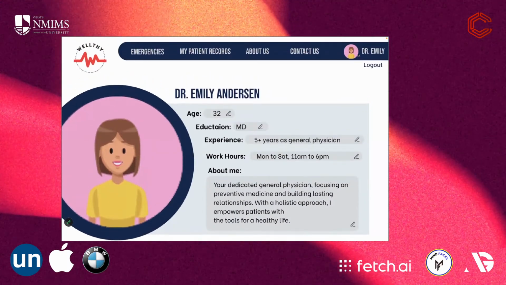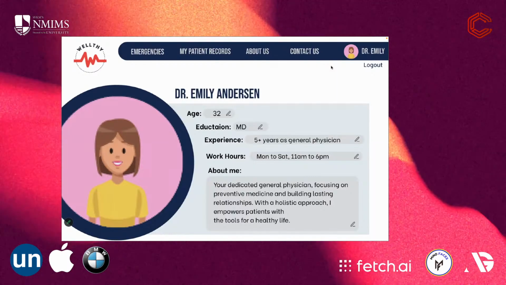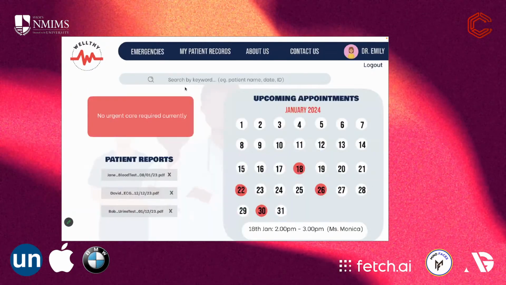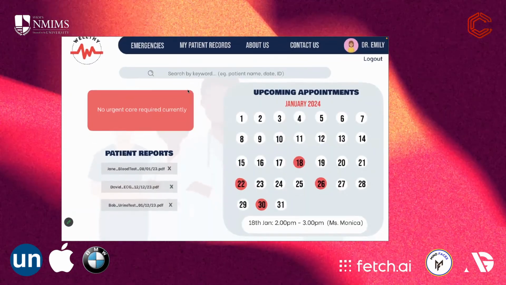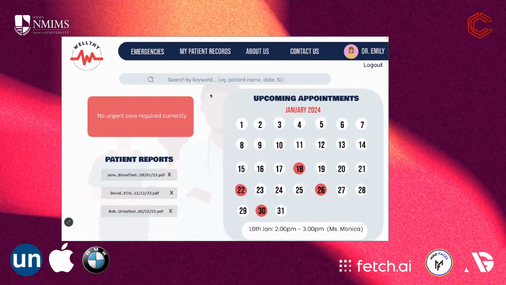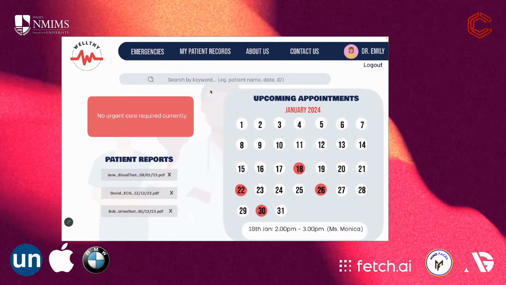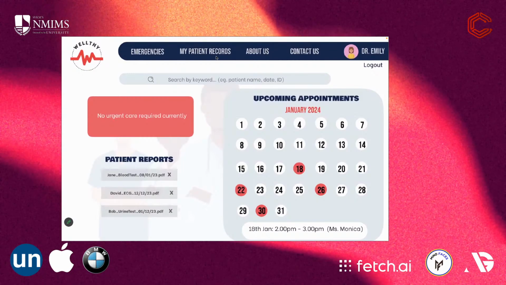The action bar for the doctors is a little different from the patients, because here the first action is emergencies, where they can see all the emergencies listed below, and they also have access to all the numbers here. If there's any emergency that has come up, it will pop up here, and they'll also get a notification for the same. And the doctor can access patient records.